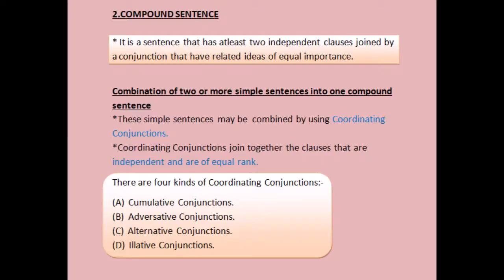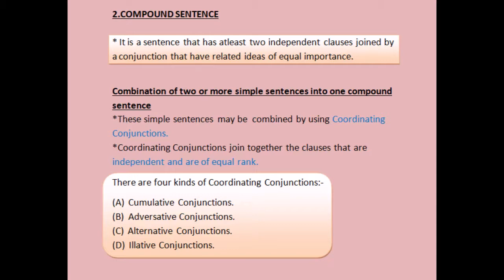Now we come to the second type of sentence, that is the compound sentence. And what is a compound sentence? It is a sentence that has at least two independent clauses joined by a conjunction that have related ideas of equal importance. So there are 4 ways how two simple sentences can be combined into one sentence.